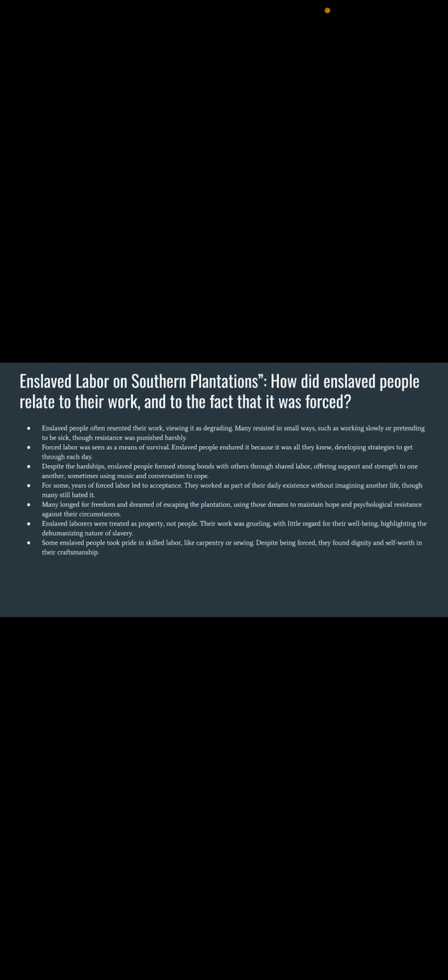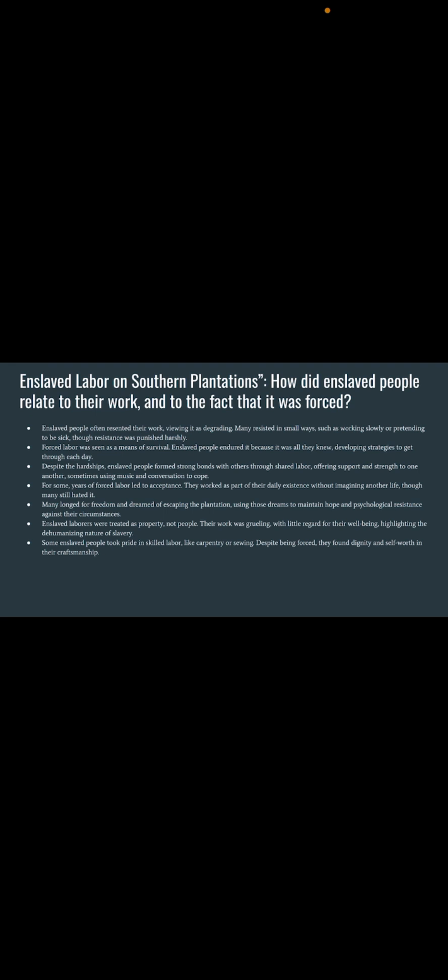So moving on to the next primary source, enslaved people had complex relationships with their forced labor, marked by resentment, resistance, and survival. Many resented work, finding ways to resist, such as working slowly or feigning illness. Though these actions were met with harsh punishments, for some, labor just meant survival, something they endured because it was all they knew. Despite the hardships, the enslaved individuals formed strong bonds with each other, often through shared labor, to support one another and find strength, while many eventually accepted their work as part of their daily life. Others dreamed of freedom and escape, which helped them maintain hope.